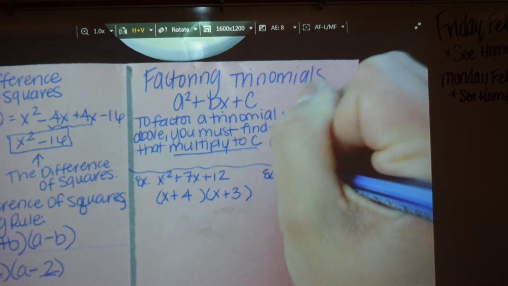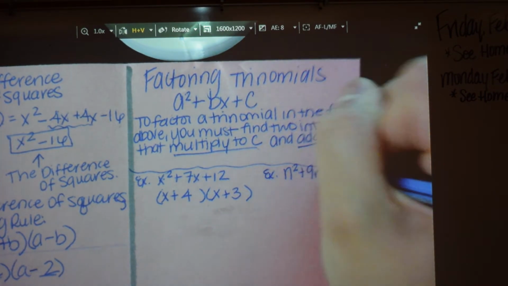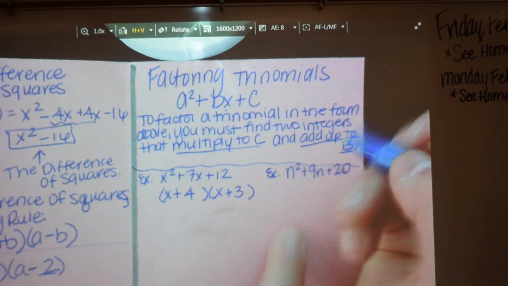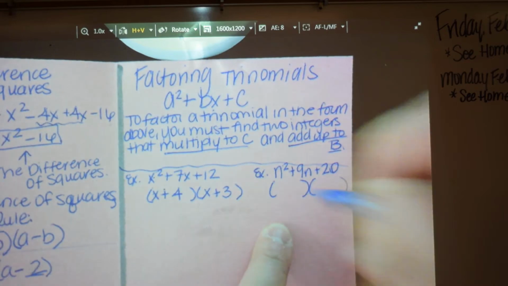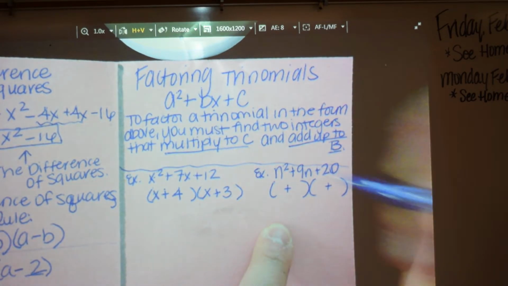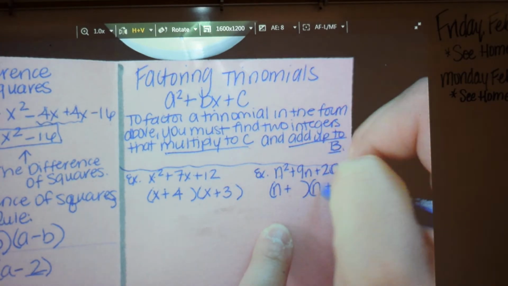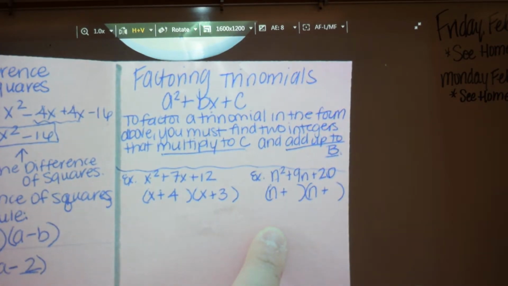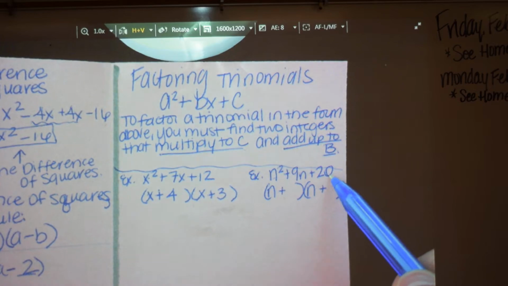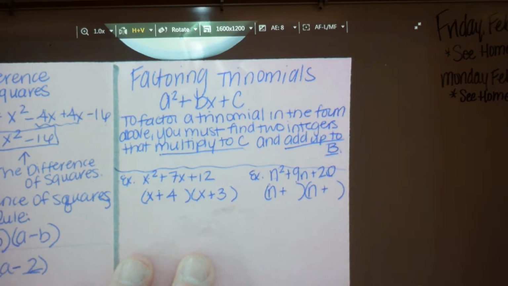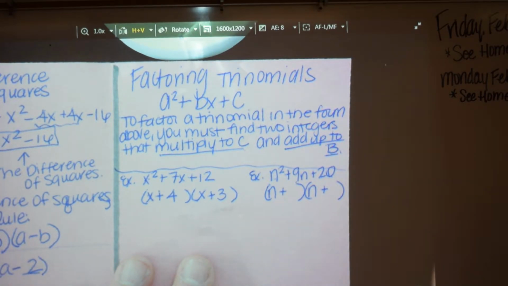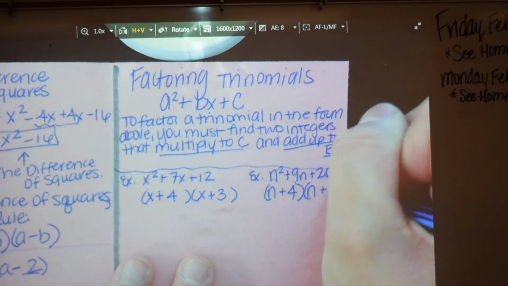Another example. n squared plus 9n plus 20. Okay, we are going to write our binomial because we know that that's coming. We know we're dealing with addition, so we can just put an addition sign. We know we're dealing with n's, so let's put that, and it's squared, okay? And then we have to figure out a number that multiplies to get 20 and adds up to get 9. So we have 10 and 2, that doesn't work. We have 5 and 4, and that multiplies to get 20, and it adds up to get 9. So let's do 4 and 5. All done.